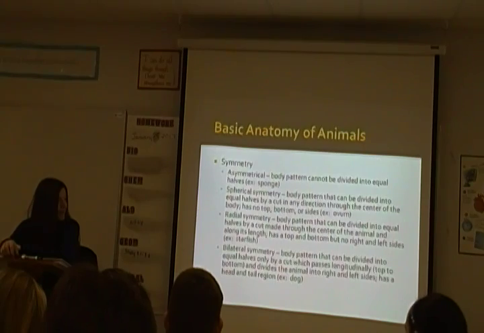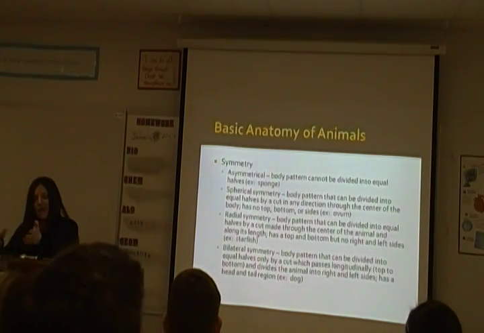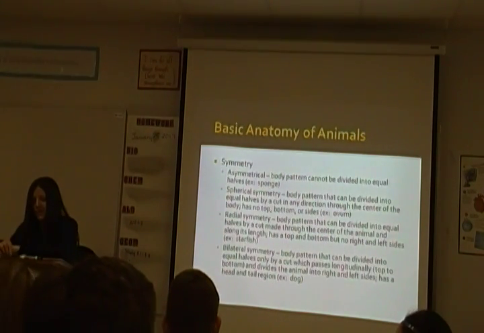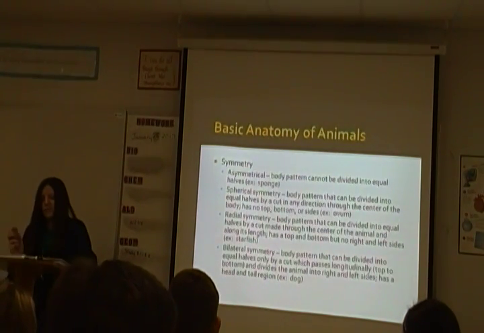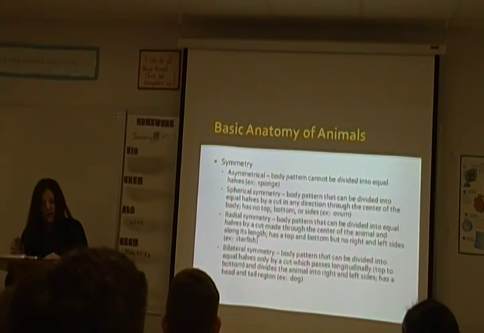Anyway, so that is bilateral symmetry. There's a tail and a head, and like I said, front, left, right, top, bottom. Okay, so those are the types of symmetry in the animal kingdom.